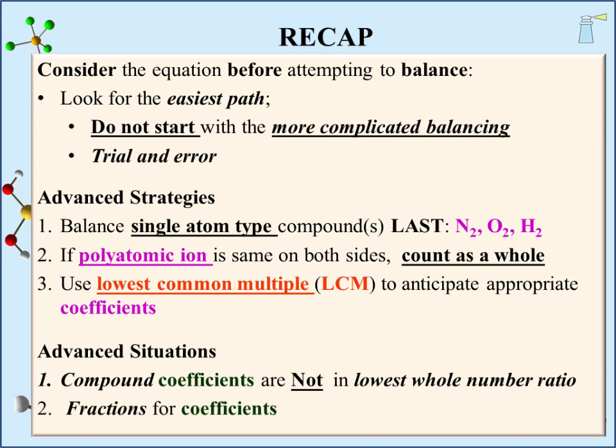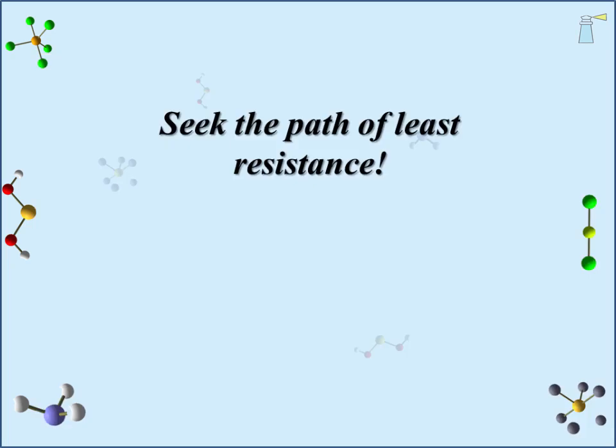Finally, sometimes it is easier to add fractions as coefficients. This is fine as long as the fractional coefficient is cleared by multiplying all the coefficients by a common whole number. That concludes our lecture. When faced with an equation to balance, seek the path of least resistance.